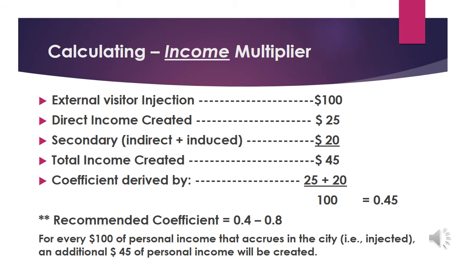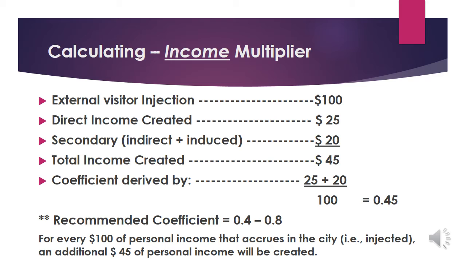Conversely, the income multiplier relates to the direct and total income generated, not to the initial change created by visitor spending. And here's how it works. Again, the external and visitor injection is $100, followed by the direct income created, which is $25. Again, the secondary, indirect, plus induced effect is $20, which gives you $45 again, same as the previous example.